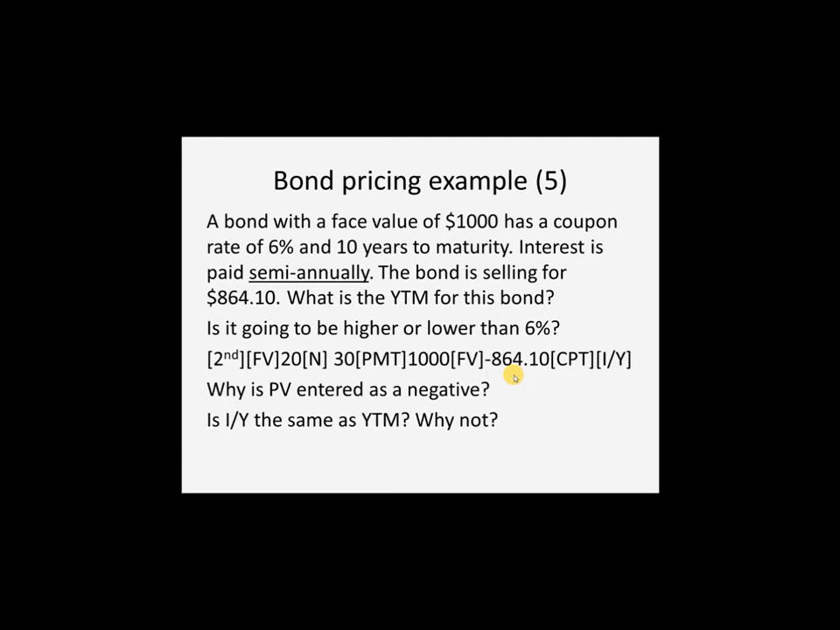Now, before we even get started here, is the yield to maturity for the bond going to be higher or lower than 6%? Well, at $864.10, this bond is selling at a discount, which lets us know that the coupons are not enough to satisfy investors' need for return. So we know that our correct yield to maturity should be greater than 6%.